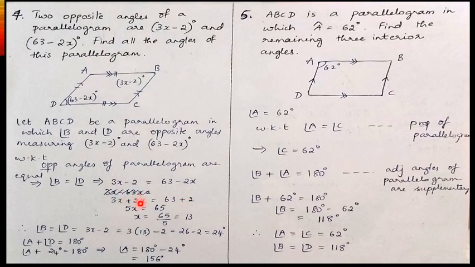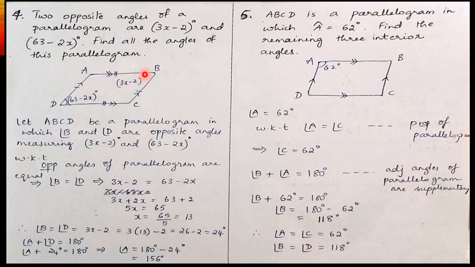3x and 2x are like terms, you can add, so it is going to be 5x. 63 plus 2 is 65. Now the relationship between 5 and x here is multiplication. So what happens to 5 if you send it to the other side? Multiplication becomes division. So x is equal to 65 divided by 5, which is equal to 13. So the value of x is 13. Using this you can find the angles. Substitute the value of x in 3x minus 2, and you will get the value of angle B.